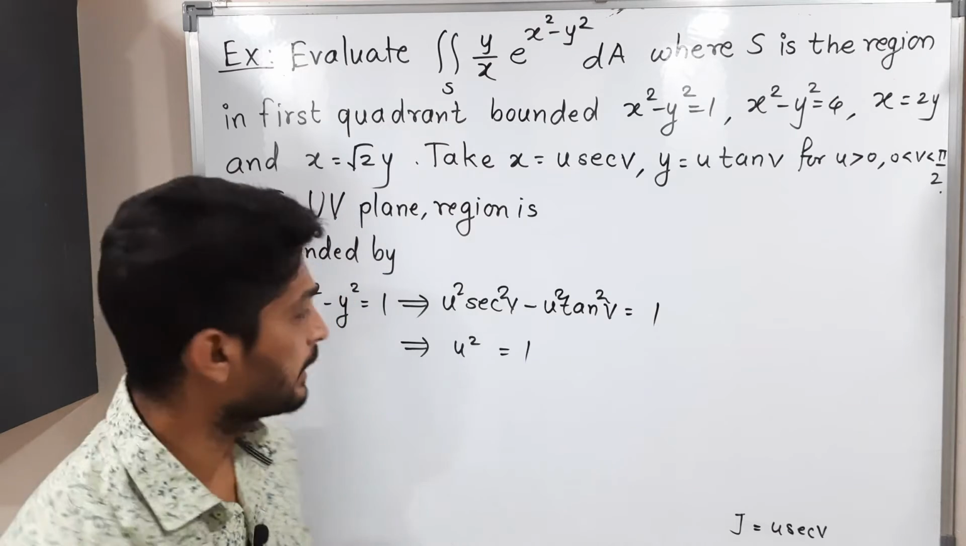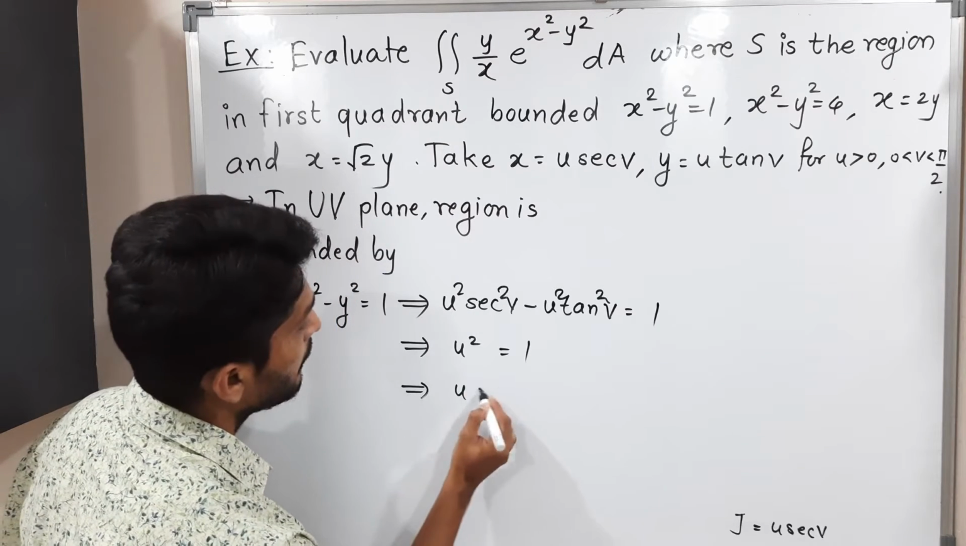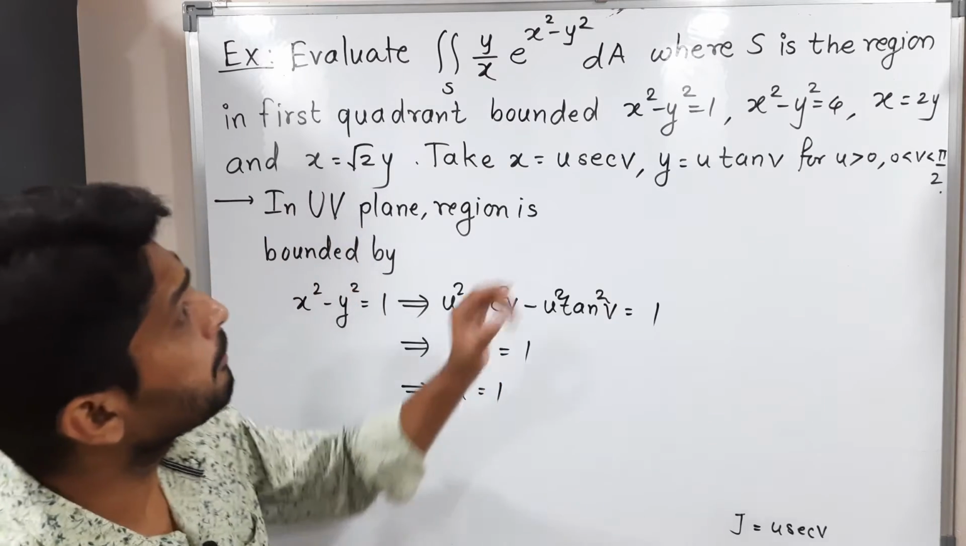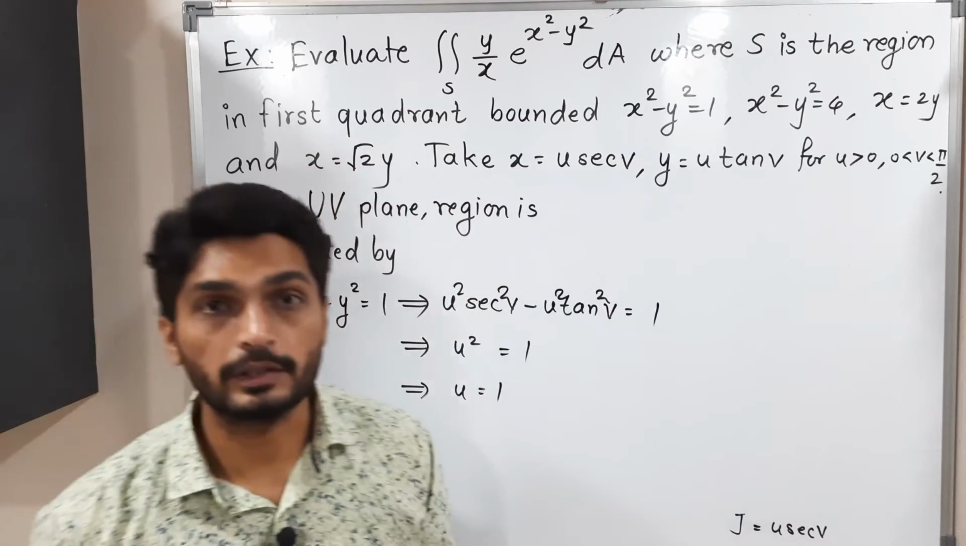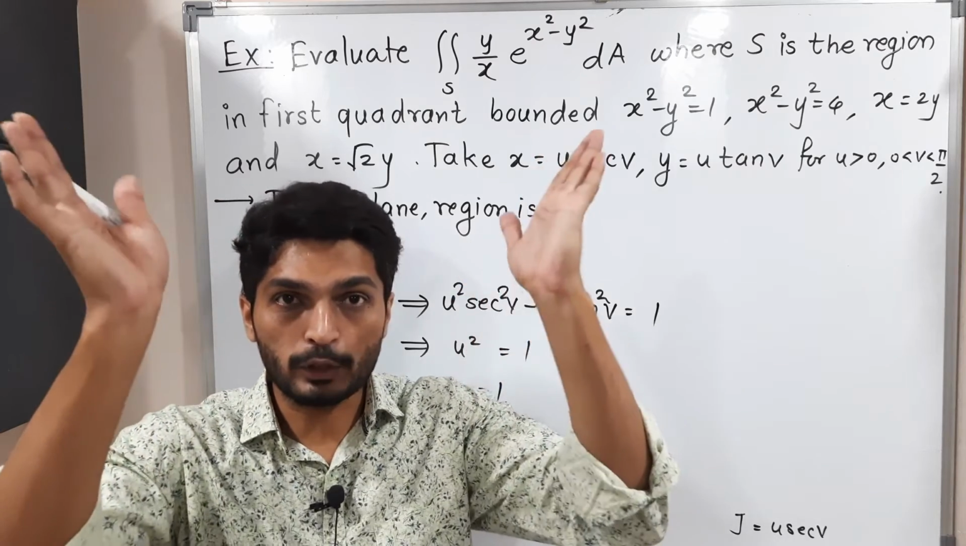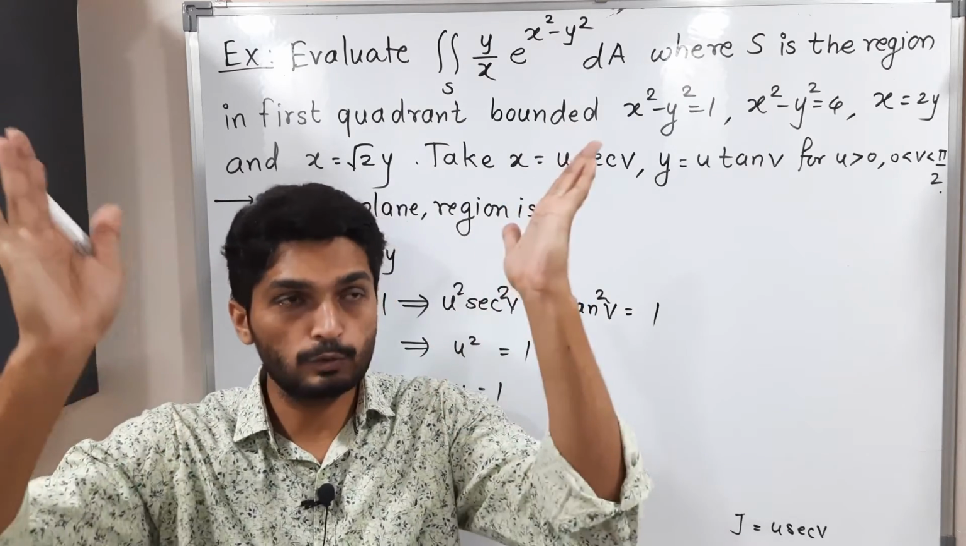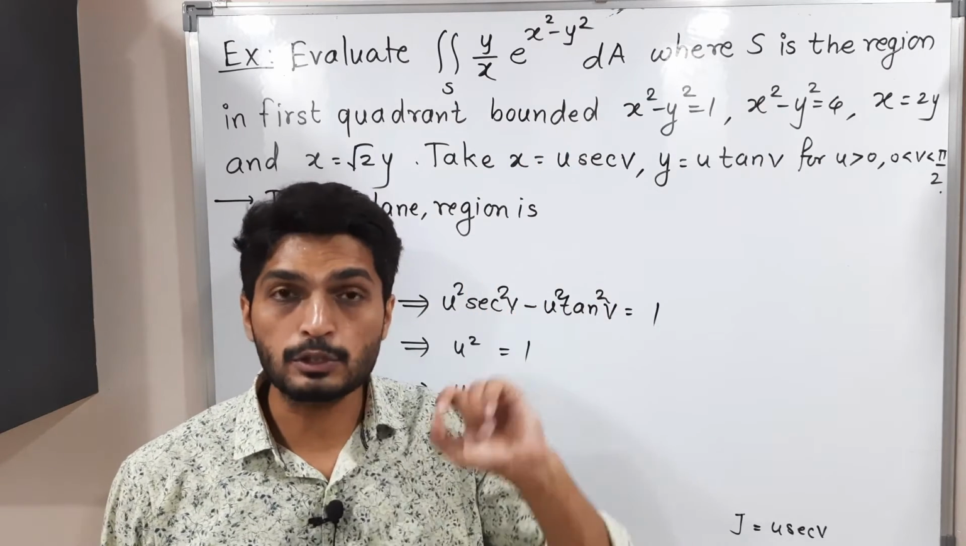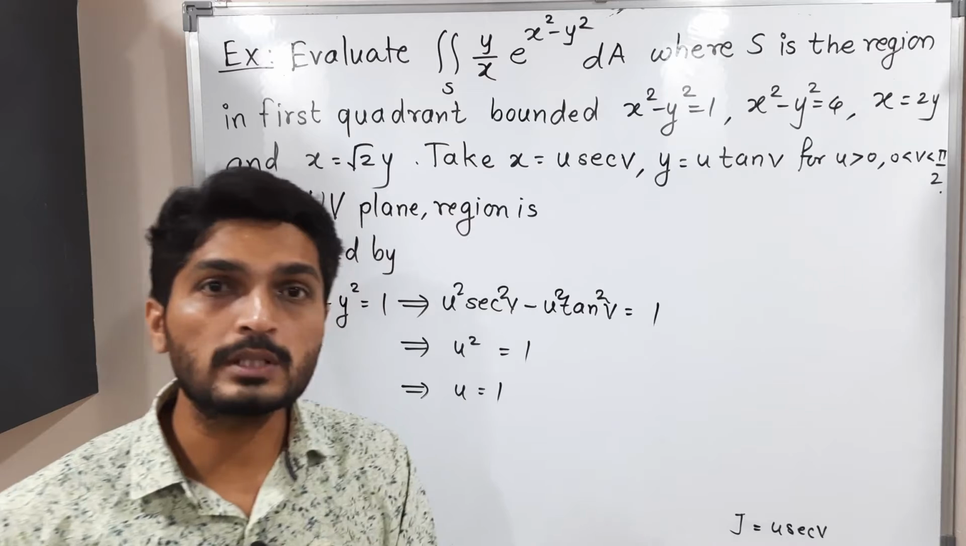So therefore u will be plus or minus 1, but I will take only 1 because they have mentioned region in first quadrant. That means we have a hyperbola. You know there are two curves of hyperbola, so we are going to consider only one part of hyperbola, since they have mentioned only first quadrant. So no need to consider minus sign there.